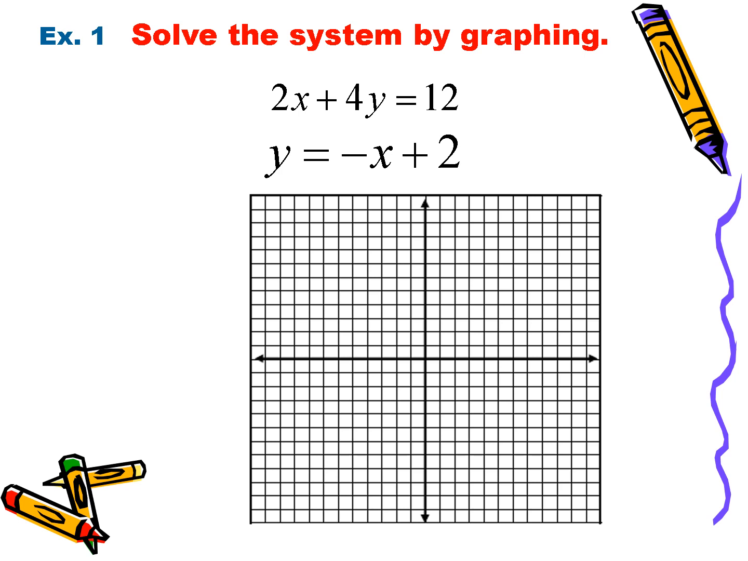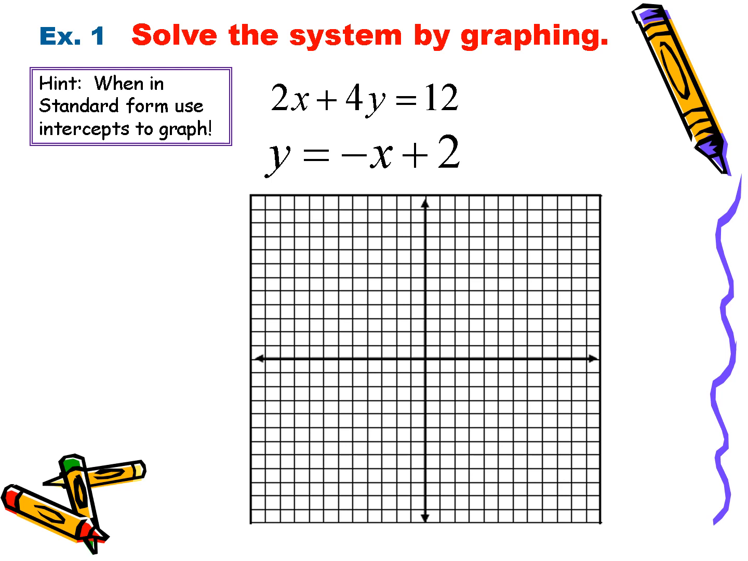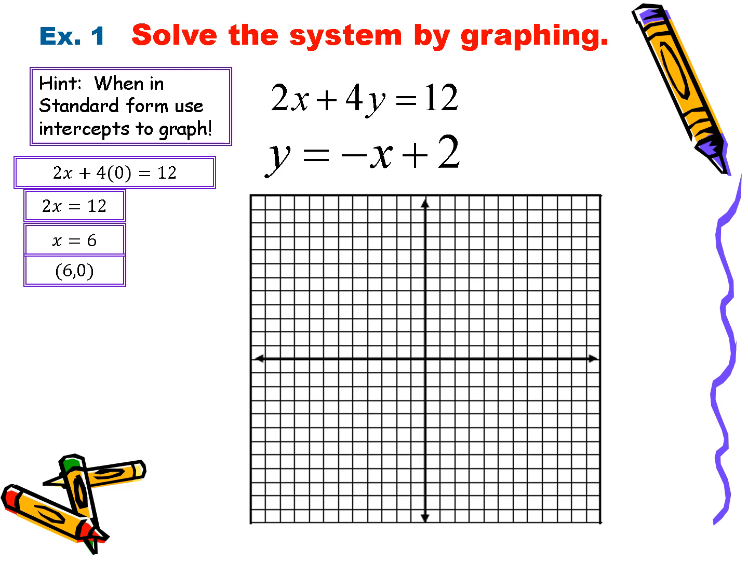All right? So we're going to start with our first equation. It's 2x plus 4y equals 12. So when I have an equation in standard form, I always use the x and y intercepts to graph. So I'm going to start off with the x-intercept. That means y becomes 0. Well, anything times 0 is 0, so I end up with 2x equals 12, which means x equals 6. So my x-intercept is 6, 0.